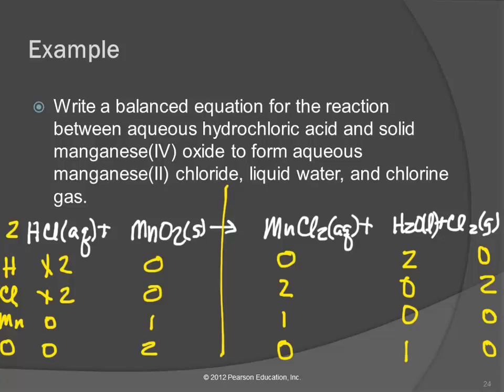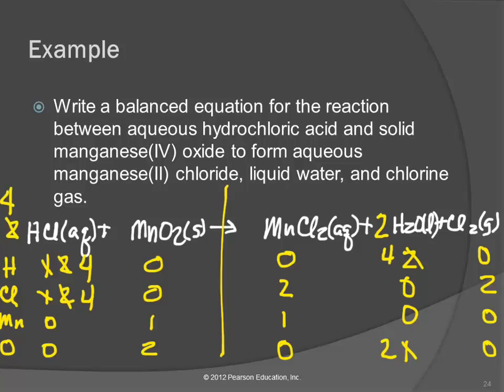Let's do the chlorine. On the left, there's 2 chlorines. On the right, we have 4. So we need more chlorine on the left side, right? So this shouldn't be a 2. That needs to be a 4. Then we have 4 hydrogens and 4 chlorines. Now we messed up the hydrogen. So we need to fix that. We'll have to put a 2 over here. That changes this one, and it changes this one.